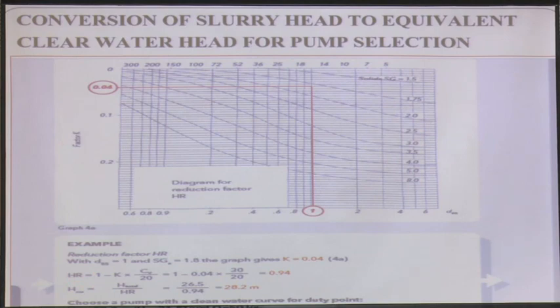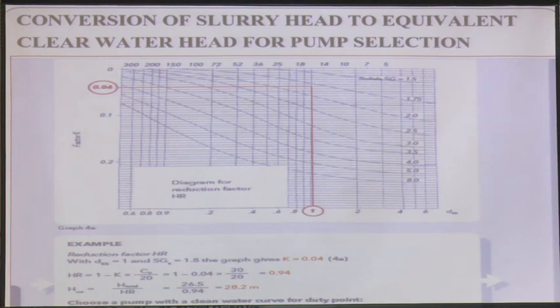Then there is something we call the head ratio, HR, and something we call the efficiency ratio, ER. Now, what is that? HR is equal to 1 minus K into CV by 20. So, you get a factor of this. Now, this is the K factor. You can see the particle size, D85, and the solid specific gravity. So, you come to the solid specific gravity line from the particle size, go over there and select the K factor.